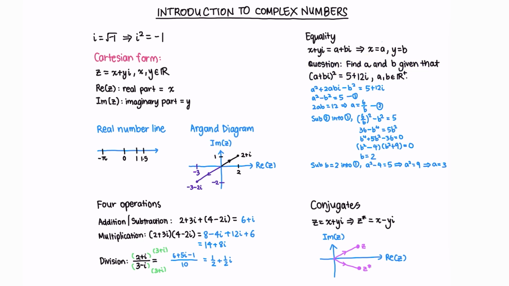Next, for the 4 operations, we can do addition, subtraction, multiplication, and division. And specifically for division, we'll use the conjugate. The conjugate is when we flip the sign of the imaginary part.